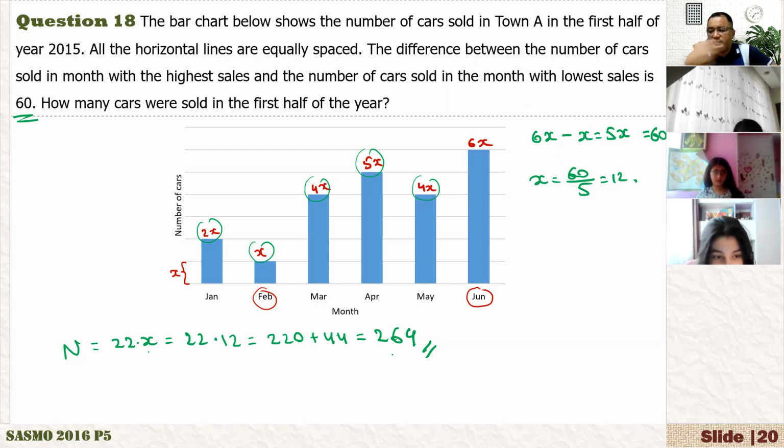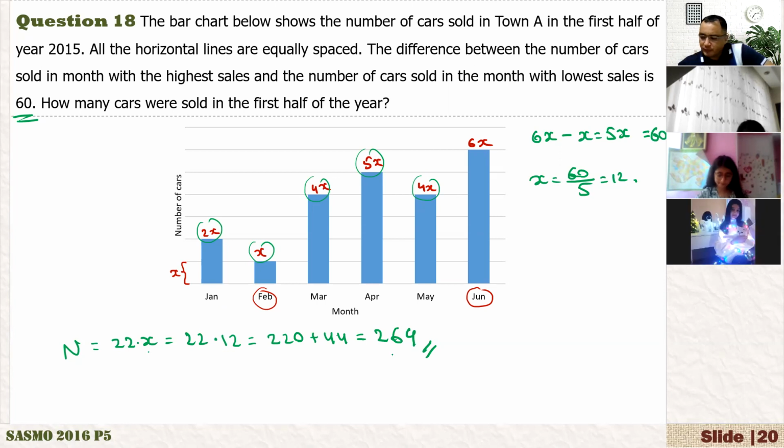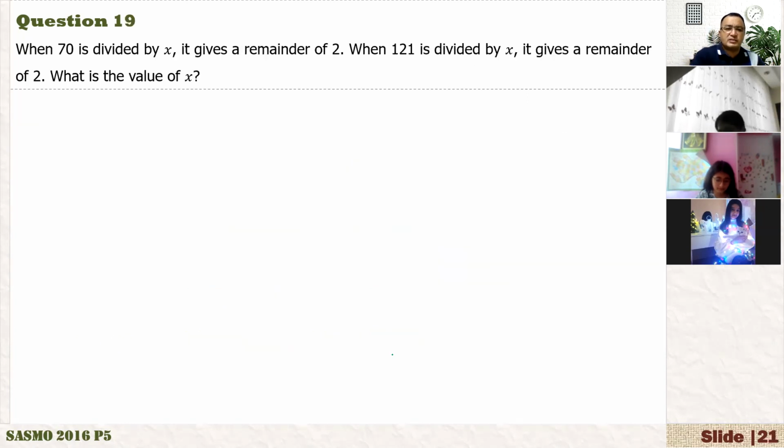Okay, Leila, Nigar, did you understand? Yes. Are you sure? Yes. Good. Let's move to the next question. At least now you have some idea, because soon we are going to solve a similar question in the next paper. Let's move. These are just warm-up exercises. Nigar, read the question.